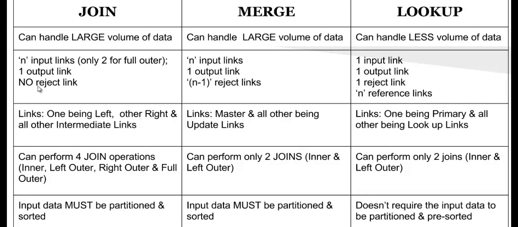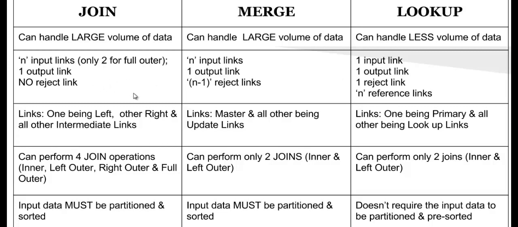And the main thing is, join stage does not accept any reject link. And merge stage, if you remember, if you have n input links, it's going to accept n minus 1 reject links. So n input links are like master links, and n minus 1 are like reject update links. You remember, right? If you don't, just check back to the merge video tutorial. And lookup stage can have one reject link.